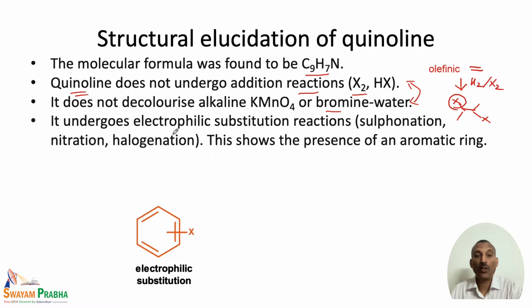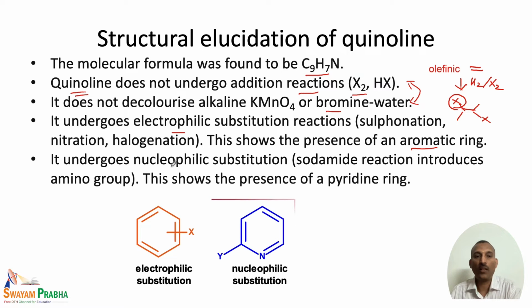But it does undergo electrophilic substitution reactions like sulfonation, nitration, halogenation. So, whenever there is an electrophilic substitution occurring in the system, then we can say there is an aromatic ring present in that particular compound. So, that way we can say quinoline has at least one aromatic ring. And this also undergoes a nucleophilic substitution reaction.